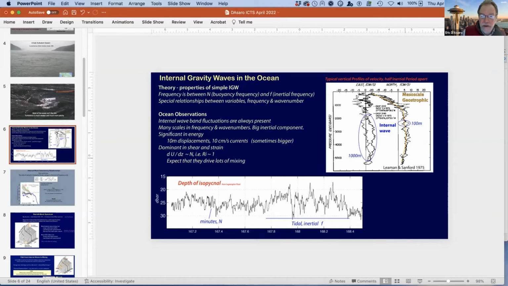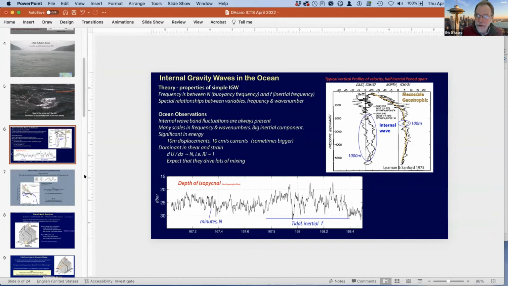And these motions, although they're not big in displacement, are dominant looking at shear, and things like Richardson number are dominated by internal wave fluctuations. And because of that, we expect that they have an important role in mixing. And we'll talk about that in a moment.